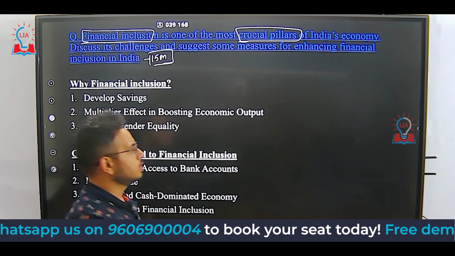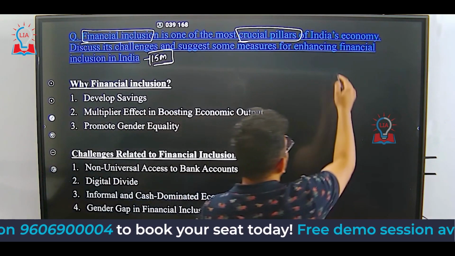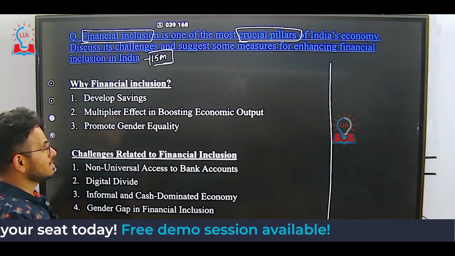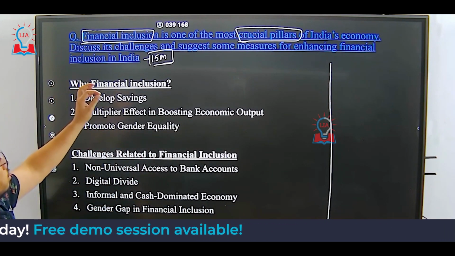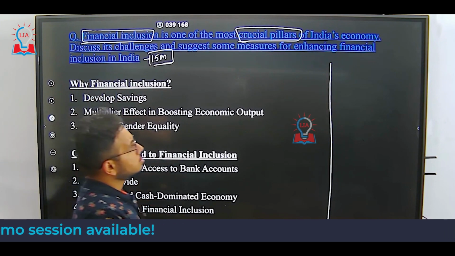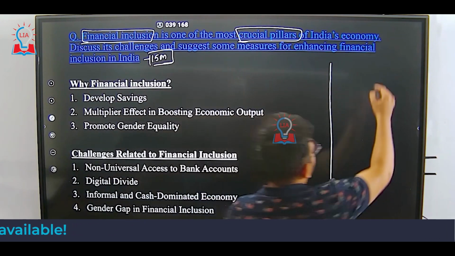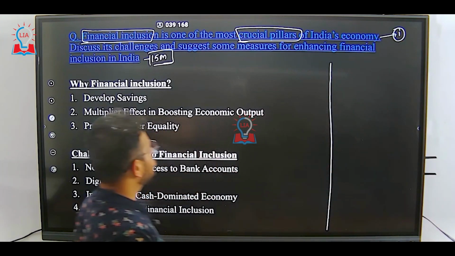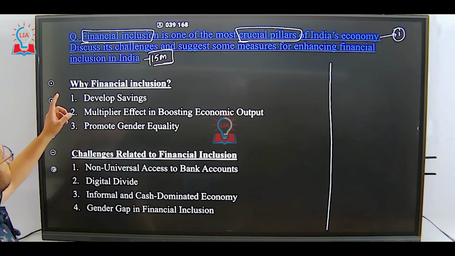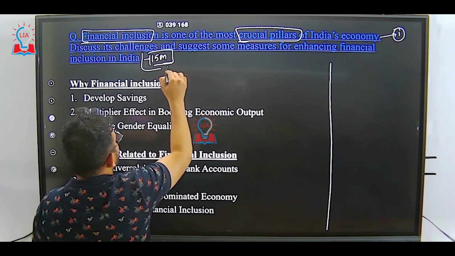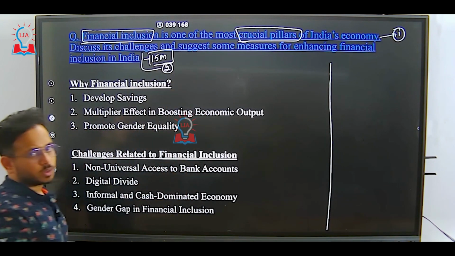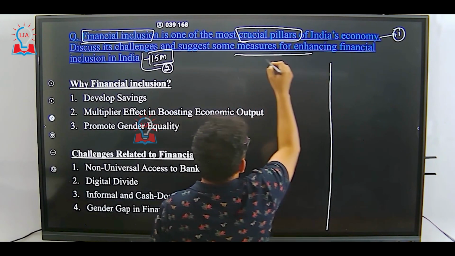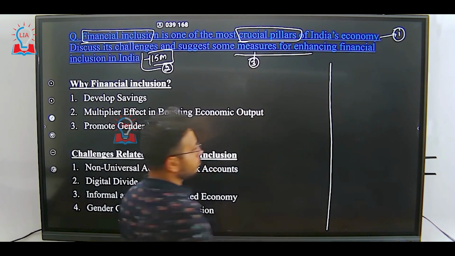If you look at the question, you can divide it into important components. The first important component is the statement that financial inclusion is one of the most crucial pillars for India's economy. Second, discuss its challenges. Third, suggest some measures to enhance it.